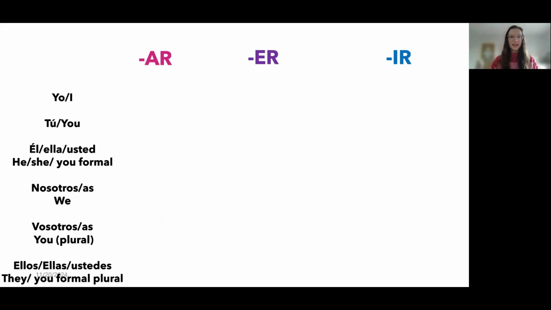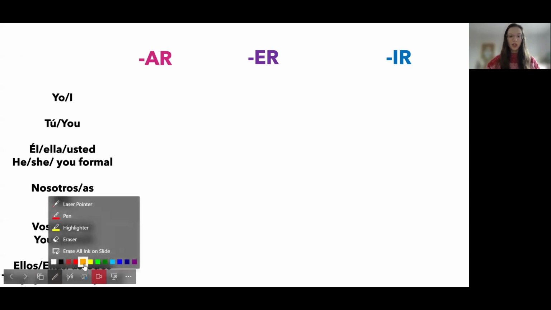Everyone. So today we're going to have a look at how to form the Spanish present tense. Okay, so to begin with, in Spanish, every single verb has one of these three endings. So you've got AR, ER, or IR.